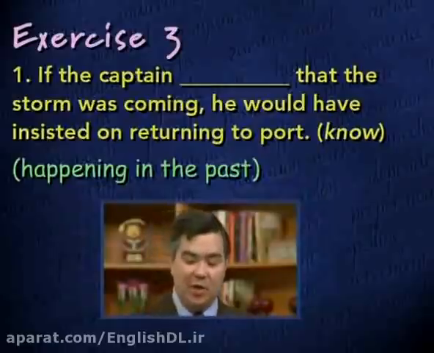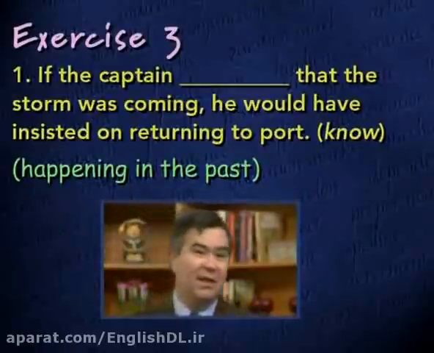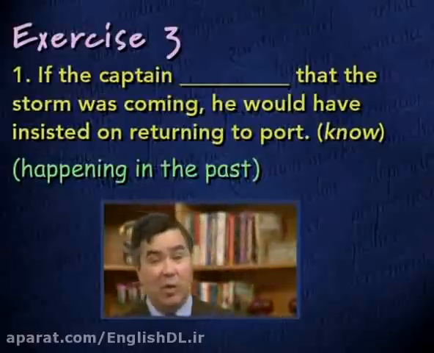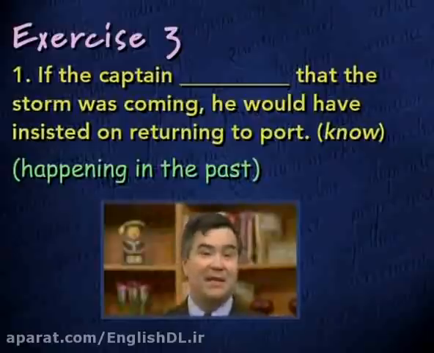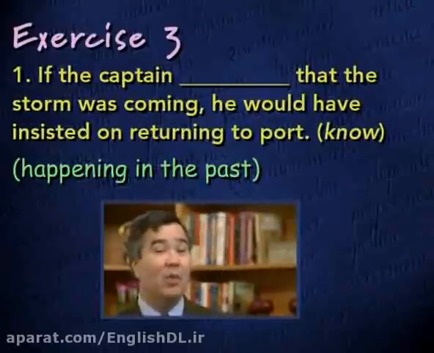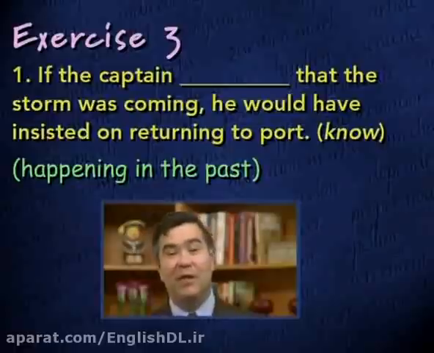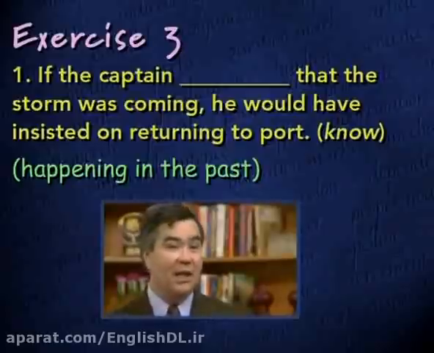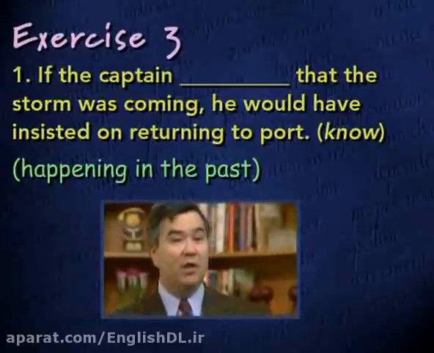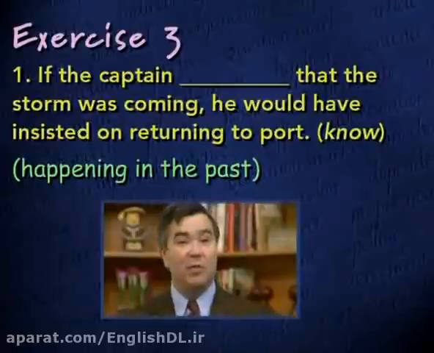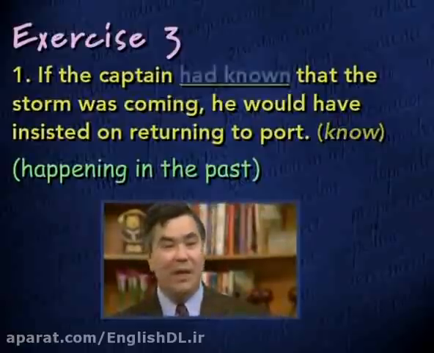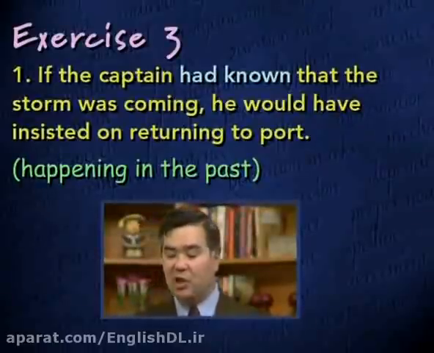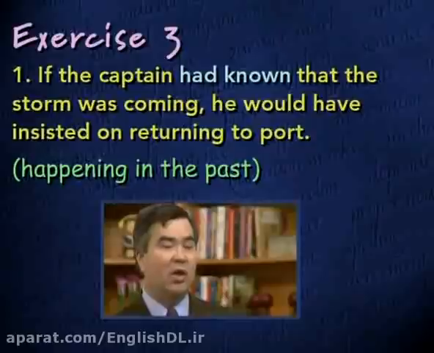He would have insisted on returning to port. That tells us that this is something that happened yesterday or before that. It's not something happening now. So we want the past tense, and remember the past tense of the subjunctive mood would look the same as the past perfect. We want to use, therefore, the helping verb had together with the past participle of the verb to know. So the proper subjunctive mood verb to insert in the blank here would be had known. And the sentence would then read, if the captain had known that the storm was coming, he would have insisted on returning to port.